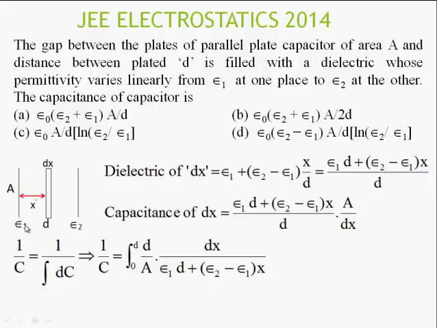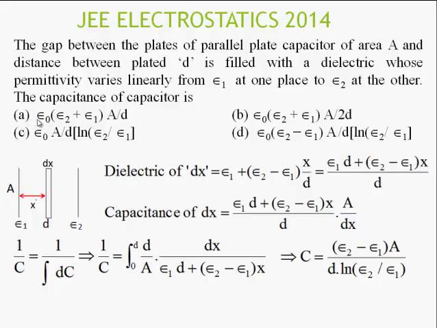At 0, the permittivity is epsilon 1. At D, the permittivity is epsilon 2. I integrate it. It will give the value as a log. So I change the limits and find the value. You can calculate this. This comes out to be ln E2 by E1. So this is nearly the answer from option D.